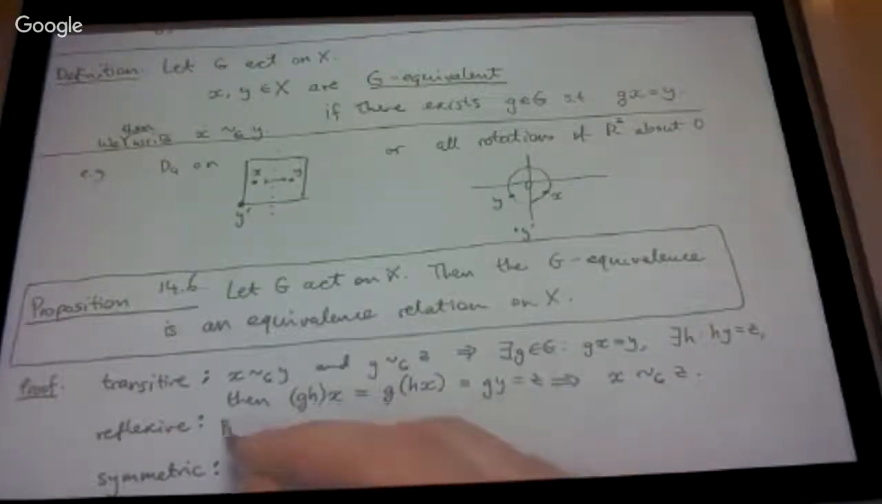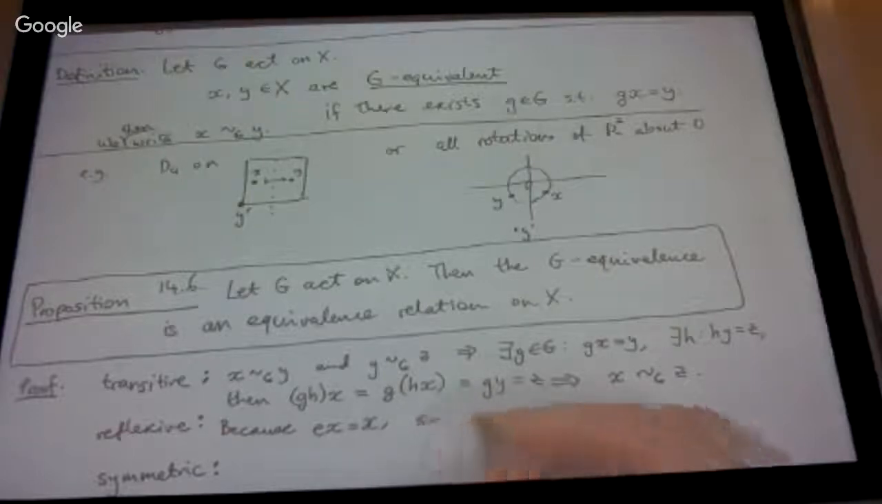Reflexive, because E moves X to X, so X is G equivalent with X.